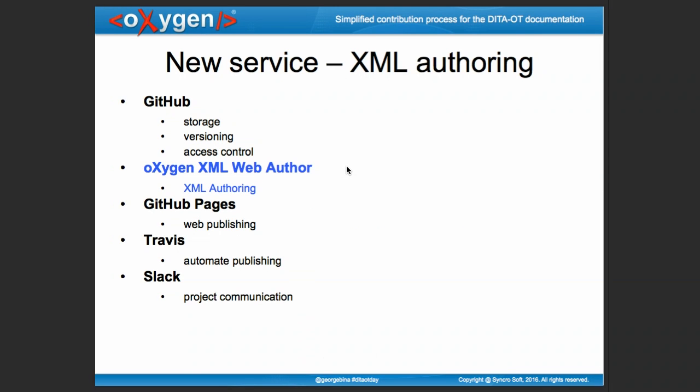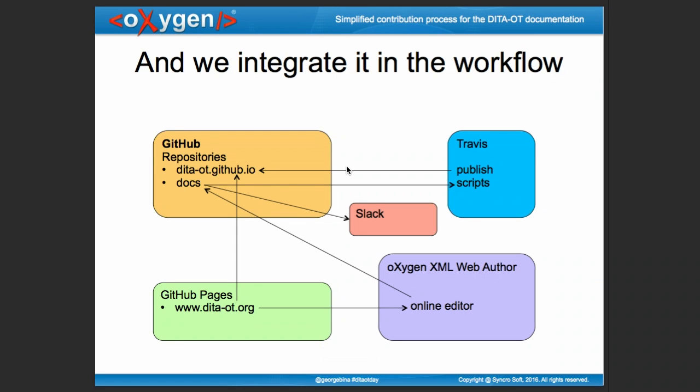We can do this with the Oxygen XML Web Author, which is a web-based editor and has a GitHub connector. And that's another service that we add to the set of services that the DITA-OT documentation already uses. The Web Author implements that simplified workflow for working with GitHub. So you can access a file from a remote repository, and when you save, it will automate all those processes to have the pull request available. That was fine, but how do we get the files? How do I open a file? Do I browse into the DITA-OT documentation to find the right topic?